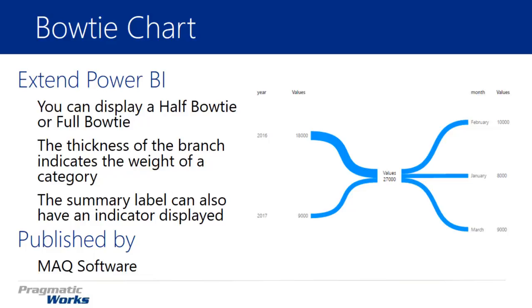And then there's the summary label. That's the label that you see in the middle where it says values 27,000. That can have an indicator next to it as well. It's a very simple indicator, not a ton you can do there, but you can place an up or down arrow, a green up arrow or a red down arrow, depending on whether or not you reached a goal. Unfortunately, that goal is something you have to manually type in. So hopefully in the future, the Bowtie will have that be data-driven, but for the time being, it is a manually typed in goal.